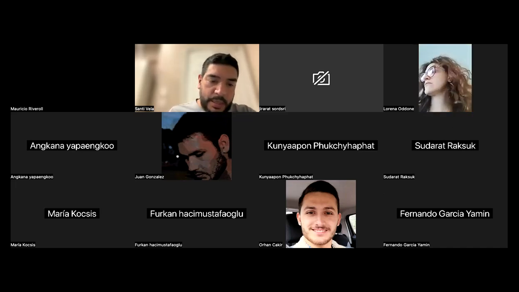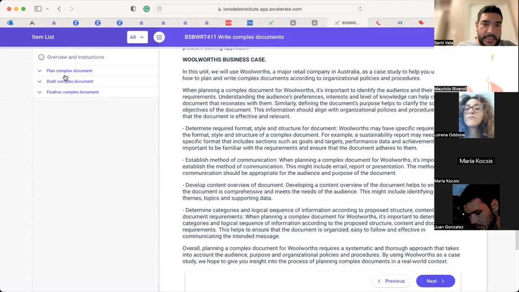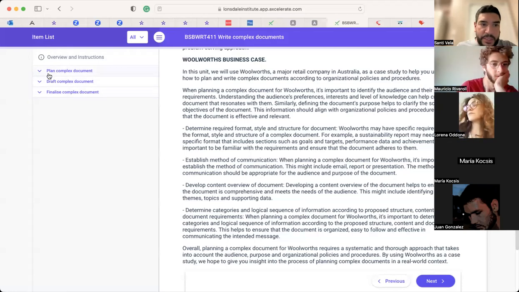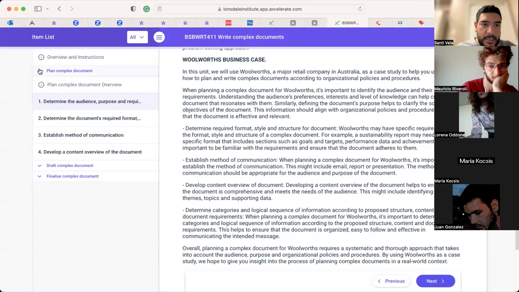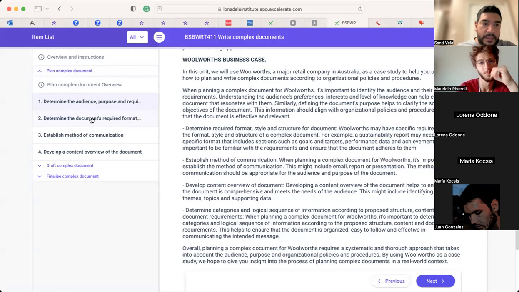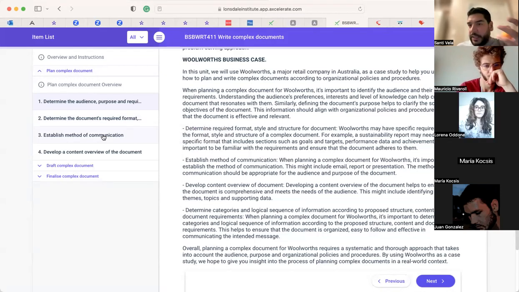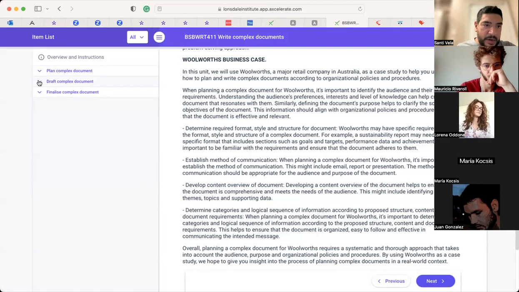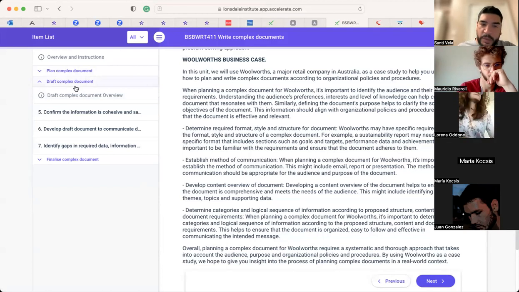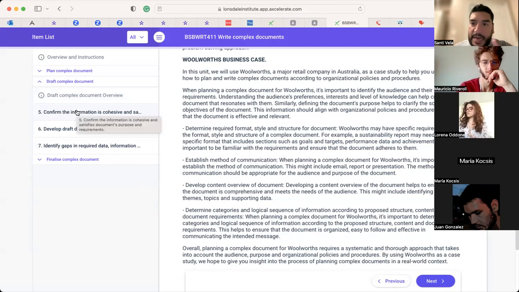I'm going to show you something in your lesson in Axcelerate, please. At the left of your screen, you will see the components of the class. We have done the first, planning complex documents: audience, format, method of communication, and the structure and overview. The first part is done. The second part, draft complex document, is what we are going to do now. So click on number 5.